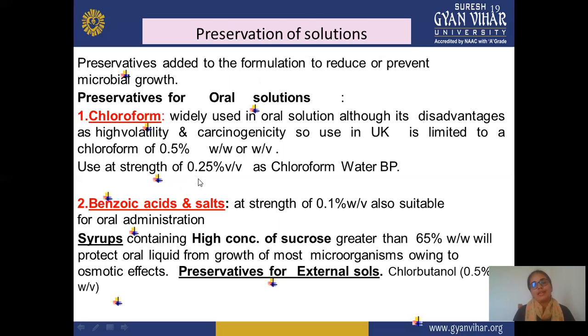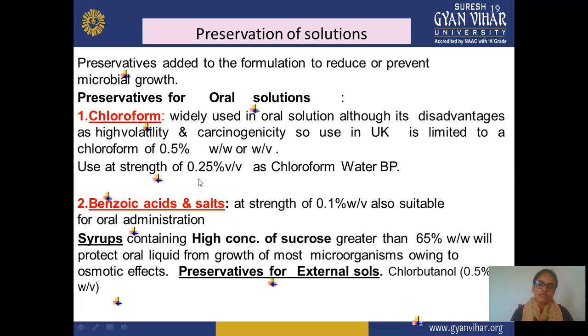This chloroform acts as a preservative, but it also shows some toxic disadvantages: it has high volatility and is carcinogenic in nature. Due to this property, in the UK it is banned and used only in a small amount, that is 0.25%. Or if you are preparing chloroform water, then you use up to 0.5%. 0.25% is a single strength and 0.5% is double strength.